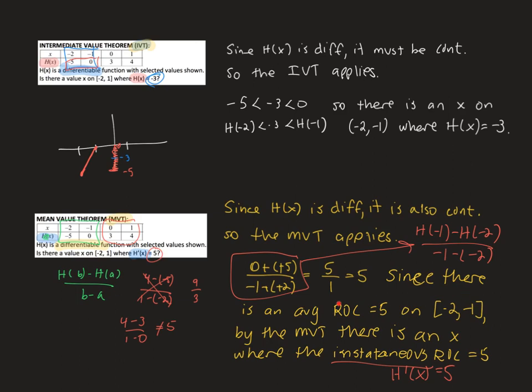And then just a sentence kind of summing it up. You know, I got an average rate of change of 5, so I know there's going to be an instantaneous rate of change of 5. And that's pretty much it.